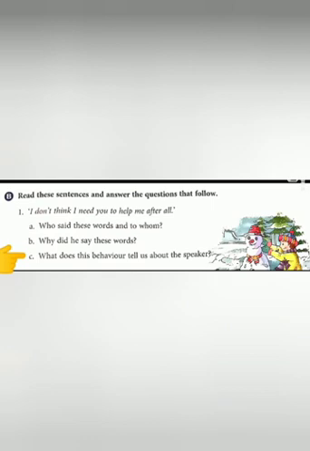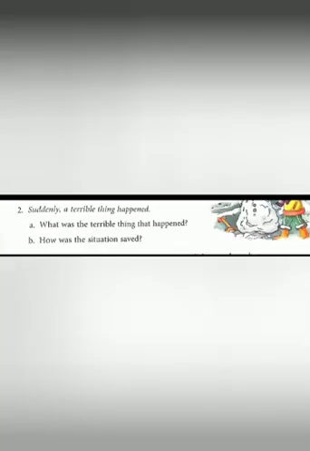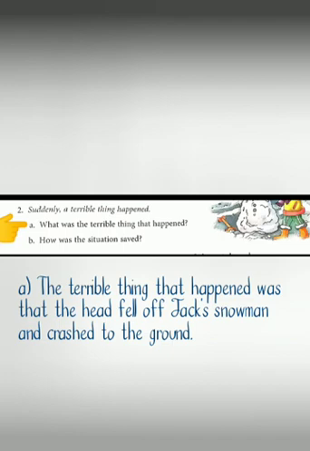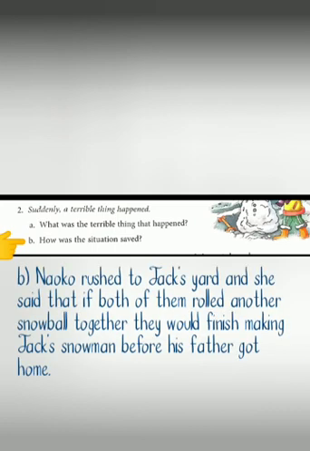C. What does this behavior tell us about the speaker? Who is the speaker here? The speaker is Jack. His behavior tells us that he is short-tempered and doesn't like to accept other people's ideas and opinions. Second question: "Suddenly, a terrible thing happened." Question A. What was the terrible thing that happened? The head fell off Jack's snowman and crashed to the ground. Question B. How was the situation saved? Naoko rushed to his yard and said that if both of them rolled another snowball together, they would finish making Jack's snowman before his father got home.